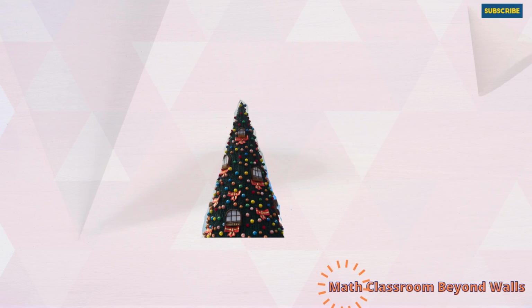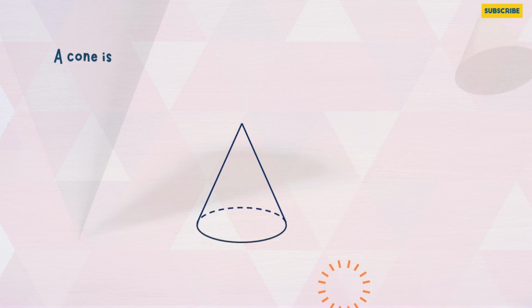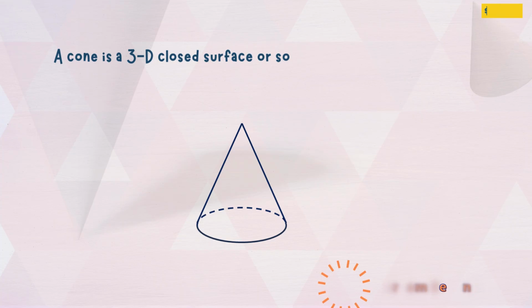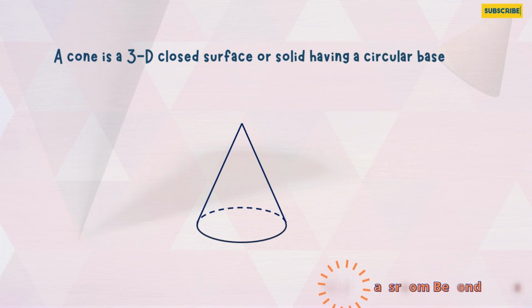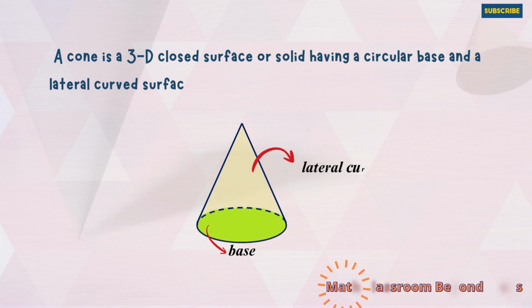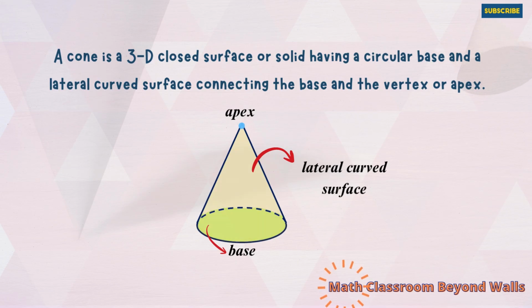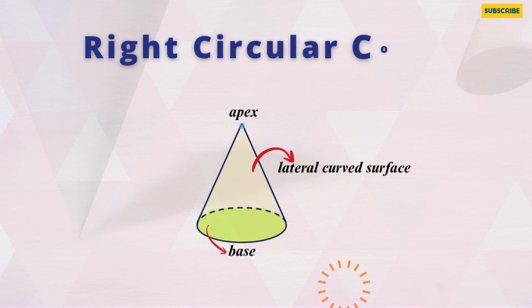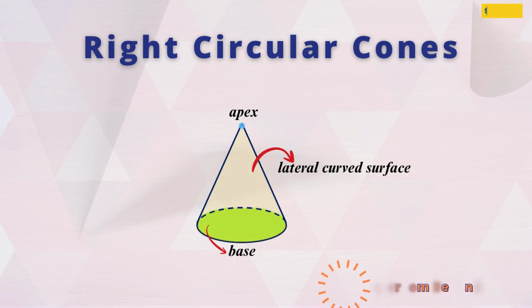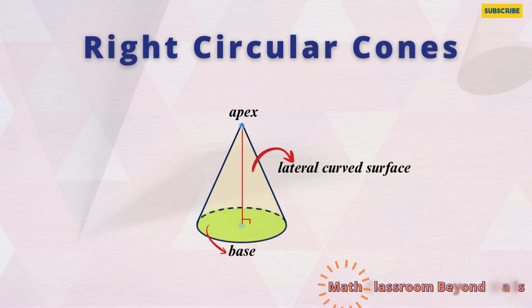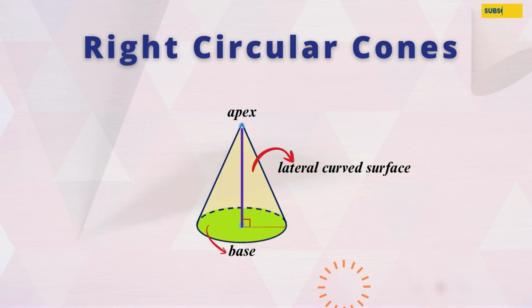As you see here, a cone is a three-dimensional closed surface or solid having a circular base and a lateral curved surface connecting the base and the vertex or apex. In this video lesson, we will consider right circular cones only. These are the cones whose line connecting the apex and the center of the base forms a right angle with the base. The distance from the apex to the center of the base is the height of the cone.